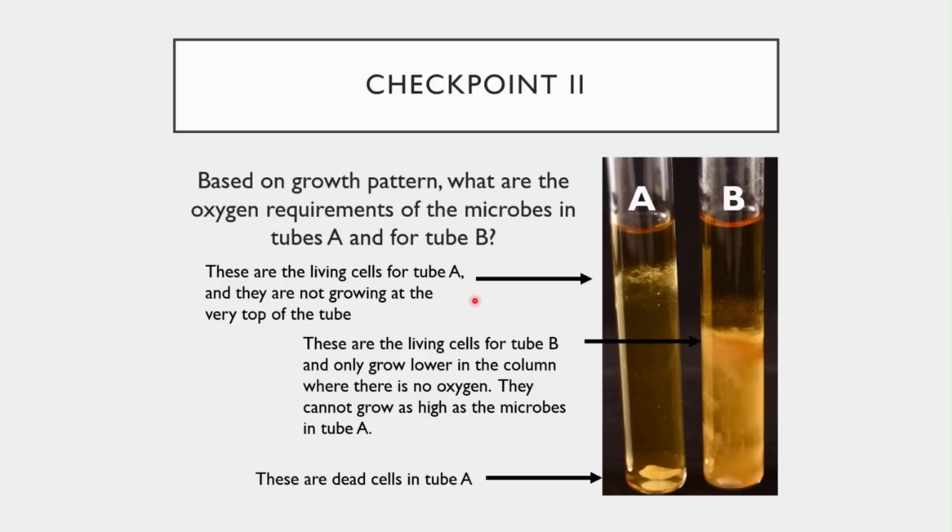For tube A, the living cells are found here, and it's a little bit of an old tube, so there's some dead cells down here I need you to ignore. And for tube B, the living cells are found here and growing out down through here where there's no oxygen. And they cannot grow as high as the microbes in tube A, where there's this little bit amount of oxygen present. So what category is A and what category is B?